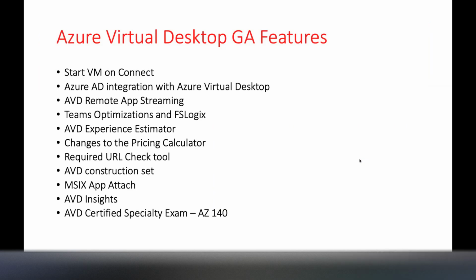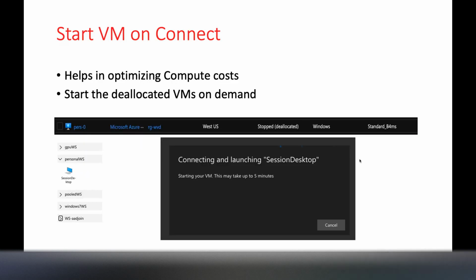Moving on, so this is what I plan to talk about, but I don't know in a given half-hour time, I may or may not be able to cover everything, but I'll do my best to cover some of those things. So the first one is Start VM on Connect, right? This feature lets customers save on compute costs by allowing their end users to turn on the VMs on demand, only when they need them.